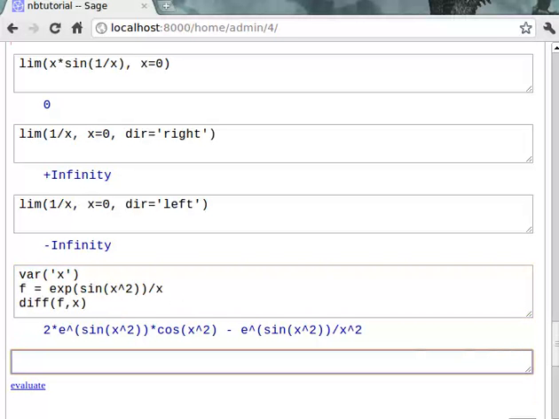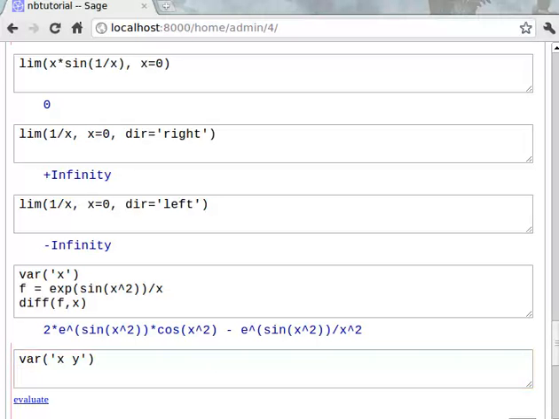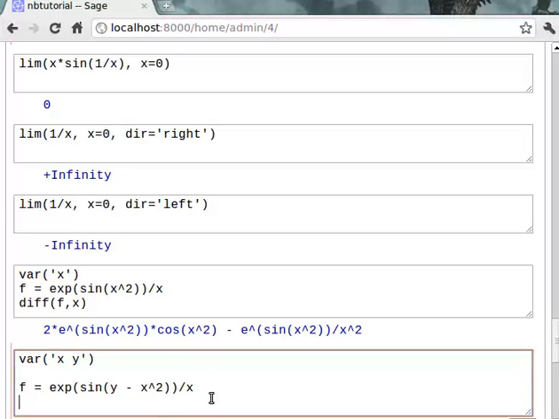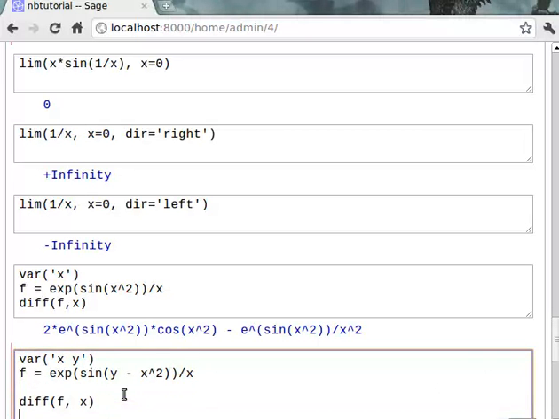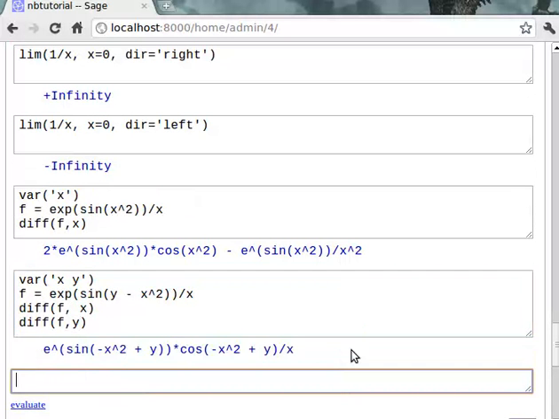Then we can also obtain the partial differentiation of an expression wrt one of the variables. Let us differentiate the expression exp within brackets sine y minus x square by x wrt x and y, that is with respect to x and y. So you can type var within brackets in single quotes x space y, then in second line you can type f is equal to exp within brackets sine and again in brackets y minus x square by x, then you can type diff within brackets f comma x, then next line you can type diff within brackets f comma y. Thus we get our partial differential solution.